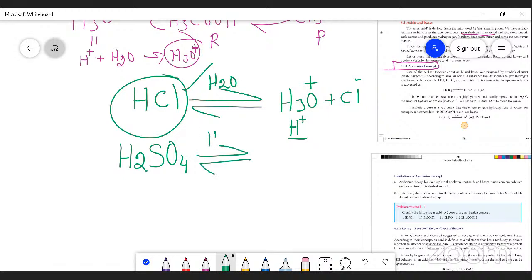Check water. What does that mean? This will also generate the H plus ion and HSO4 minus. According to Arrhenius, what is an acid? An acid is a substance which generates or releases H plus ion in aqueous medium, or in water.